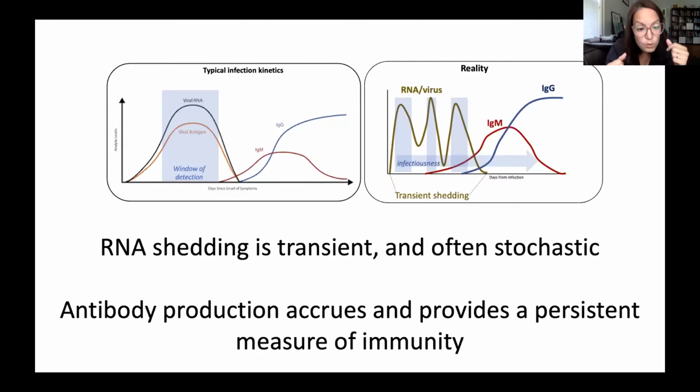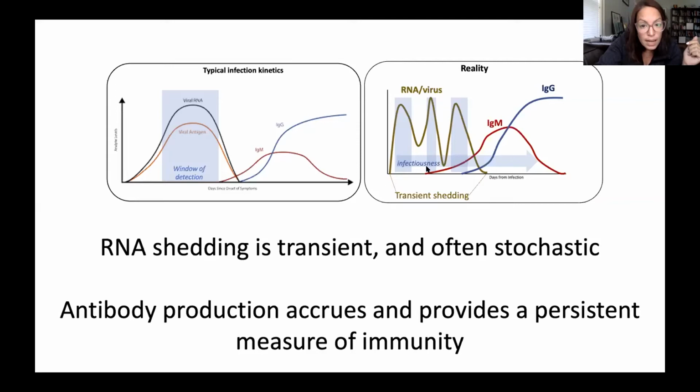Now, what happens in SARS-CoV-2 infection is slightly different, where we don't see necessarily this Gaussian distribution of RNA positivity. Instead, in many individuals, what we see is this transient shedding up and down in the upper respiratory tract. Some have thought about this as a resurgence of the virus, but really all it is is the fact that we have stochastic replication and shedding in the upper respiratory tract.